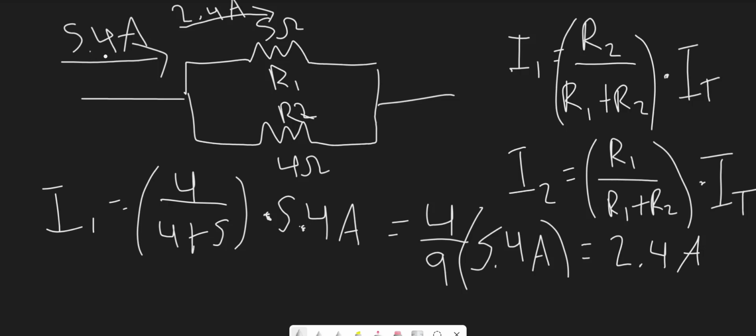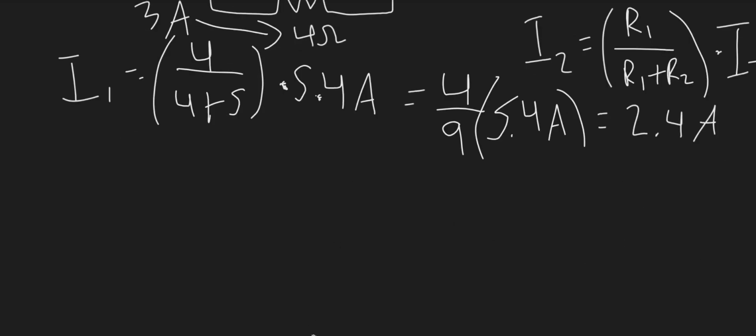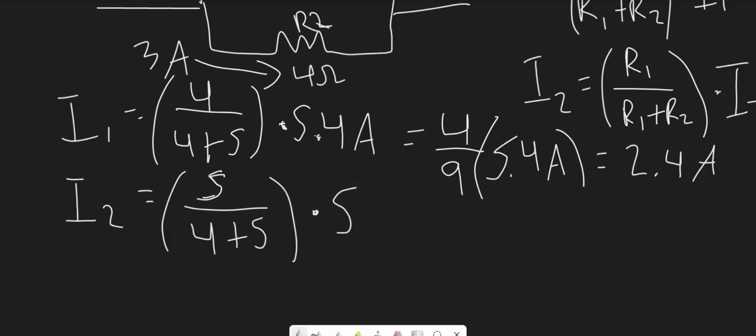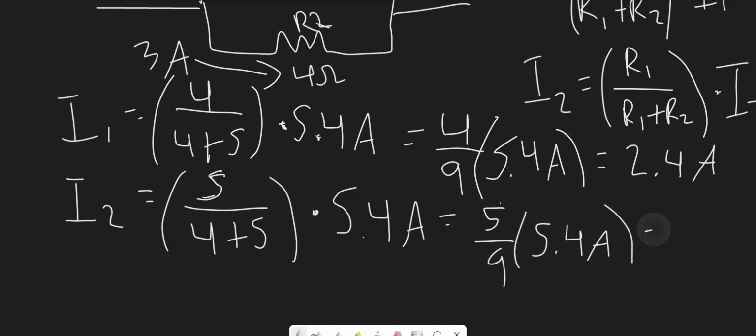So 5.4 minus 2.4 will give us 3 amps of current flowing through the 4 ohm resistor for R2. But just to verify that, let's show the work anyway. Using the formula we had, I2 is equal to the resistance of R1 over the sum of both resistors, which is 4 plus 5, times 5.4 amps, which is just going to be 5 ninths times 5.4 amps. And as you can see, it does indeed evaluate to 3 amps.